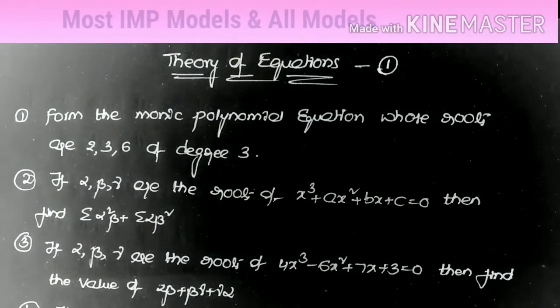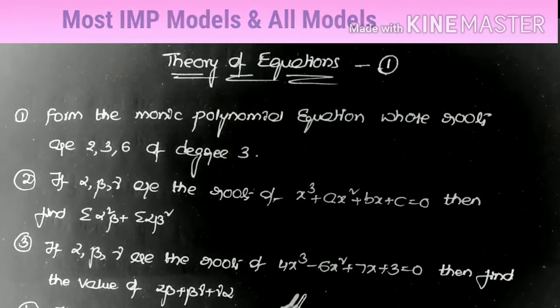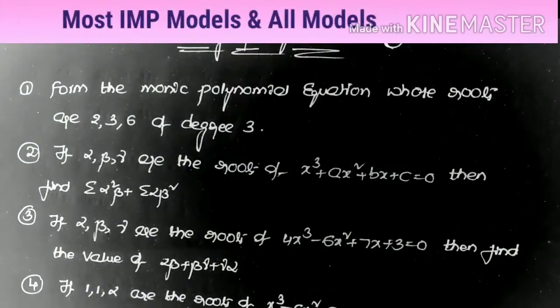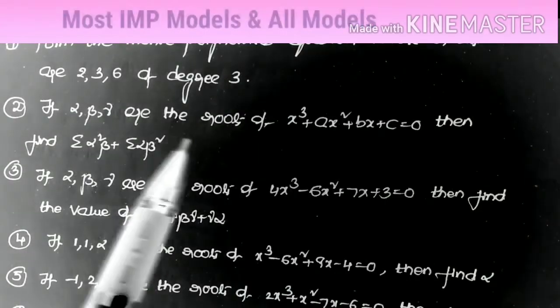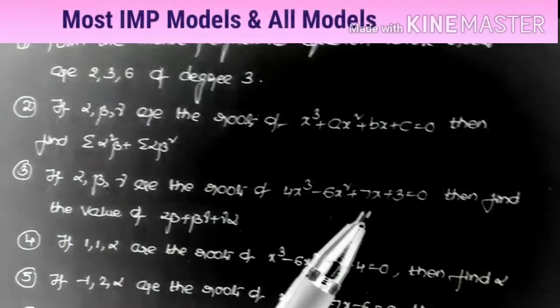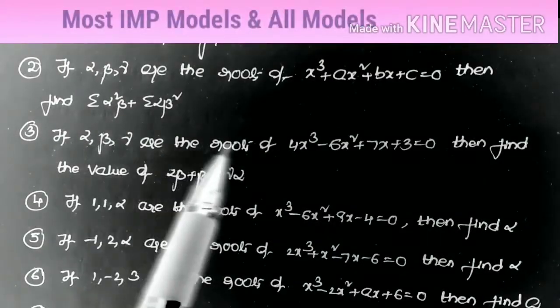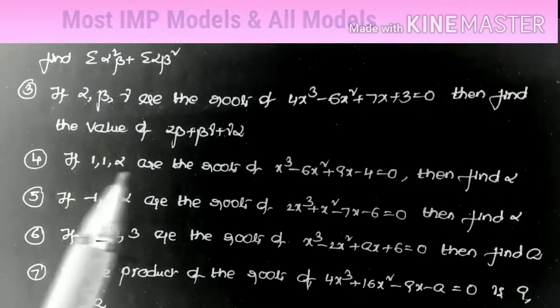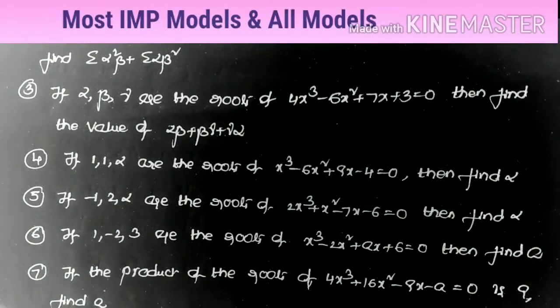The next chapter, theory of equations, and 1-2 marks problem comes in the examination. So these are the models. First one, form the polynomial equation whose roots are given below of degree 3. And next one, alpha, beta, gamma are the roots of the equation, then find this value. And the next one, alpha, beta, gamma are the roots of the equation, then find this one. Next one, these are the roots, find alpha. Next one, roots values are given, find alpha.